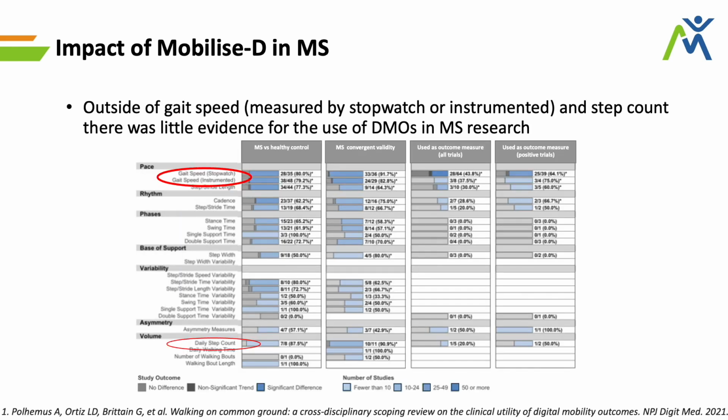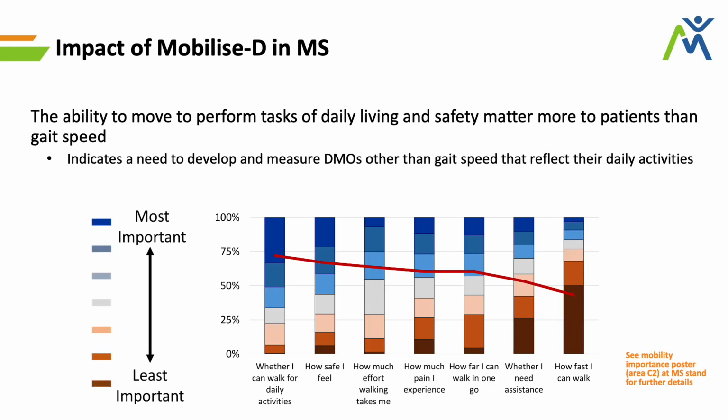So mobility outcome measures have been used in the past, and you've seen this graph in the previous talk. But this is really a snapshot of MS, and you can see that mainly gait speed and step counts have been used so far in the literature, but nothing else. We've asked our patients what aspect of their walking is important for them. And they've told us that it is not the speed of walking which is important to them. It is their ability to walk, to lead their normal life, and also being able to walk safely is more important than other aspects of walking.